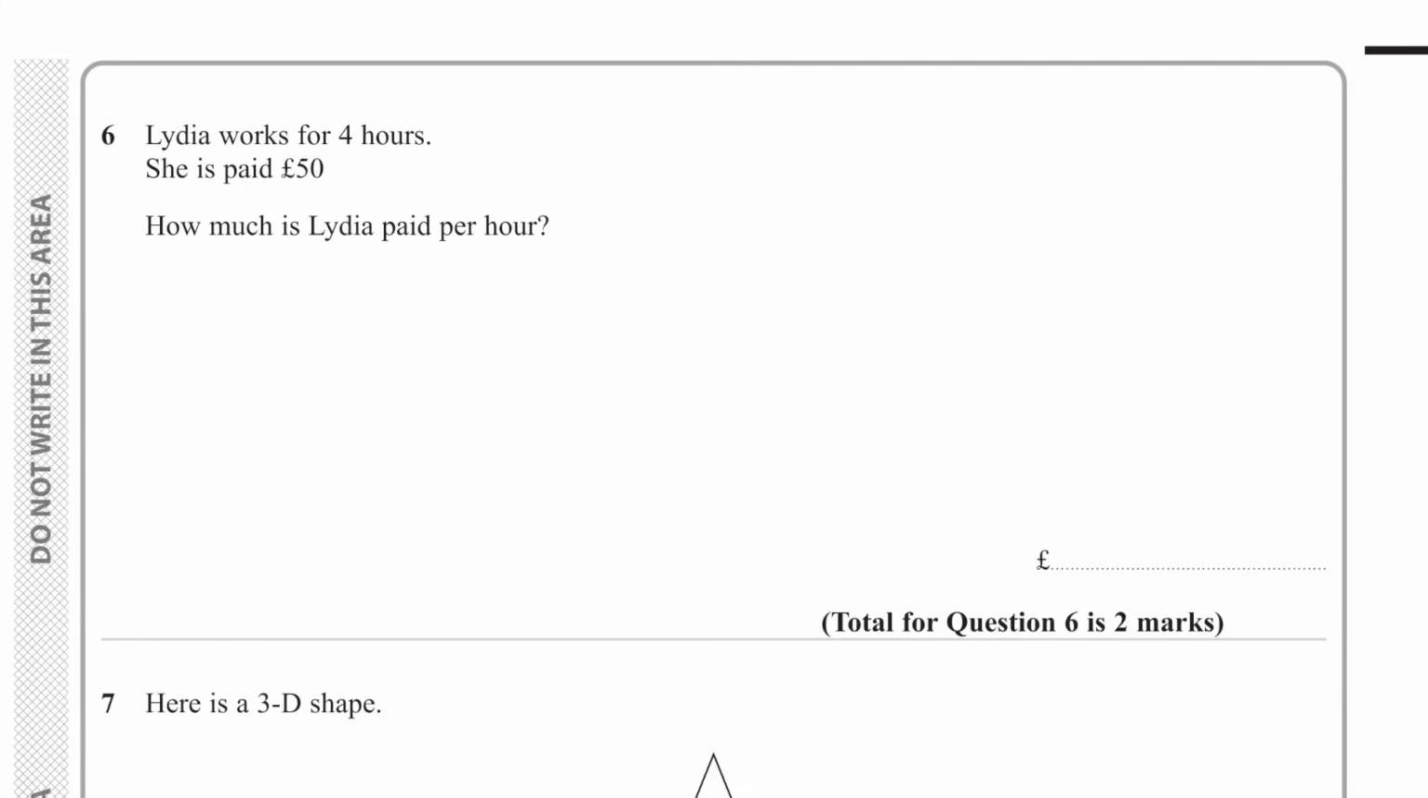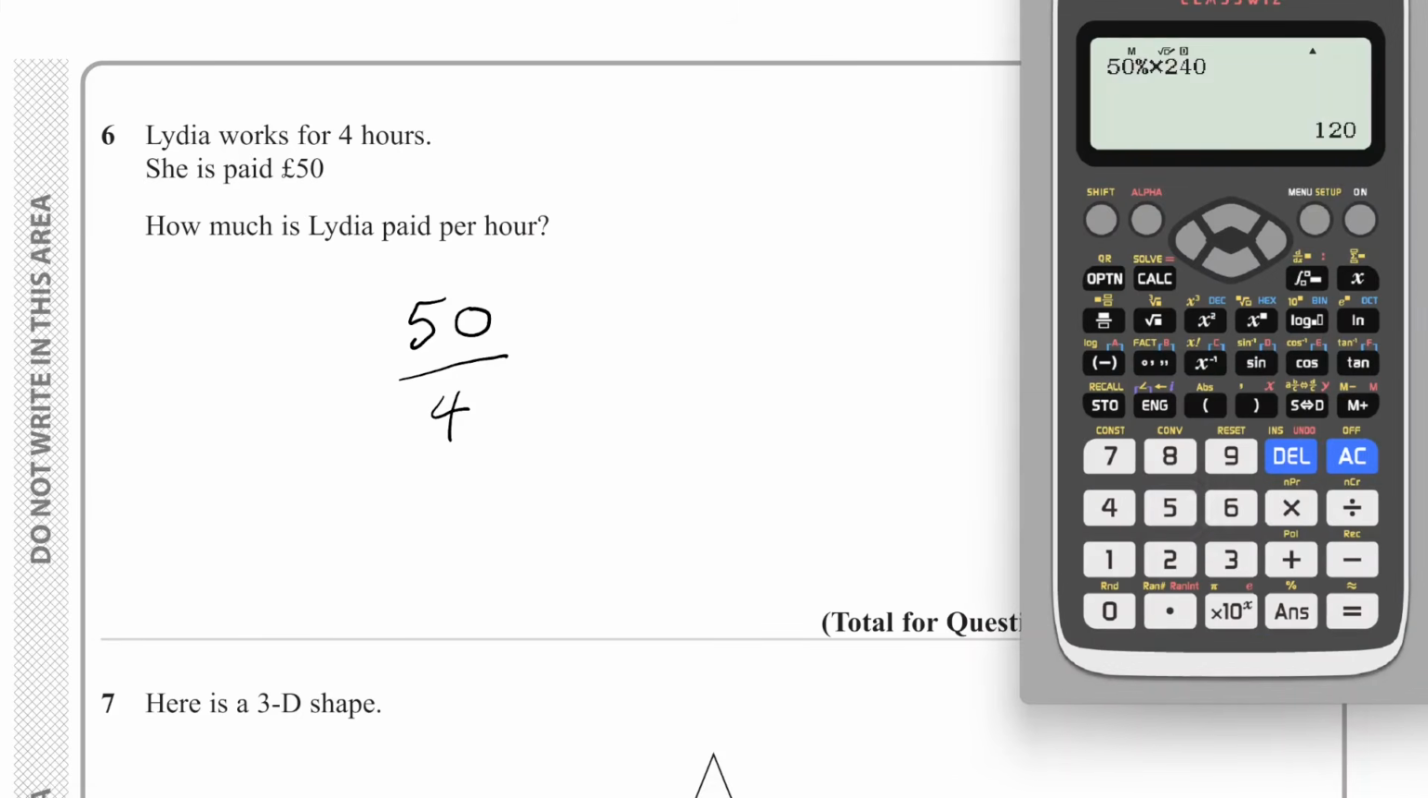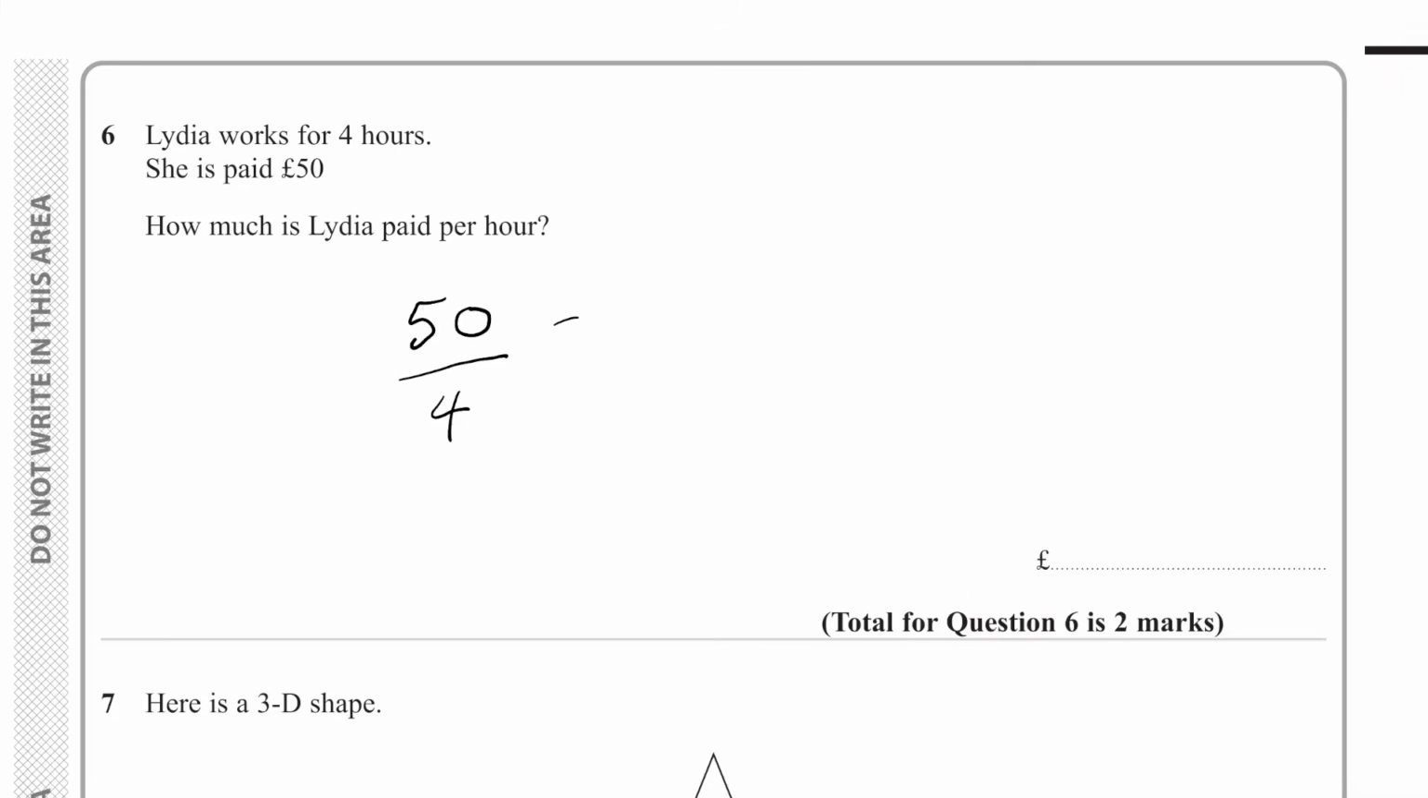Question 6. Lydia works for 4 hours. She is paid £50. How much is Lydia paid per hour? So we've got £50 for 4 hours. So if we do 50 and divide it by 4, we get 12.5 or £12.50. So we've got £12.50 per hour.